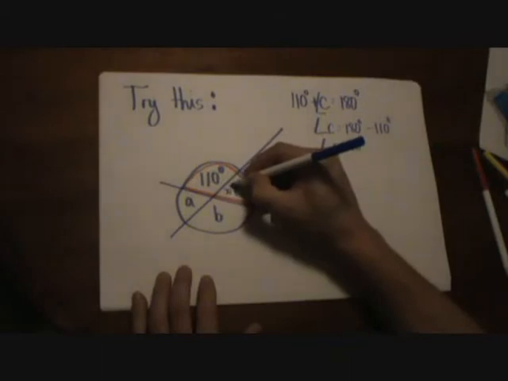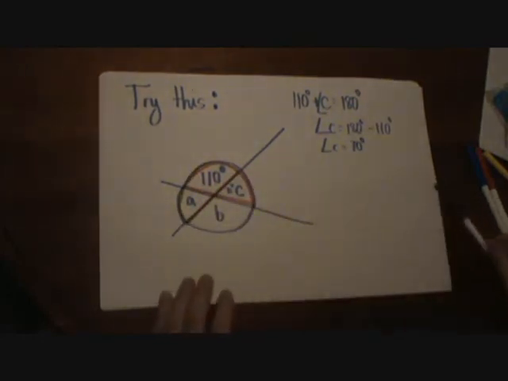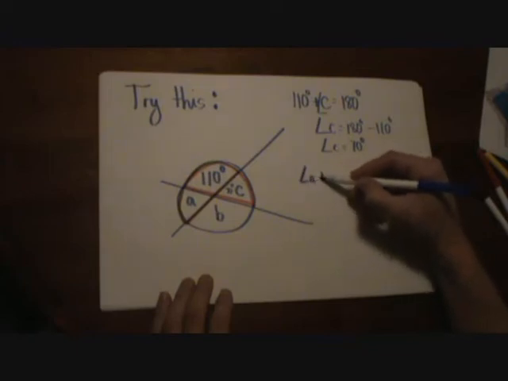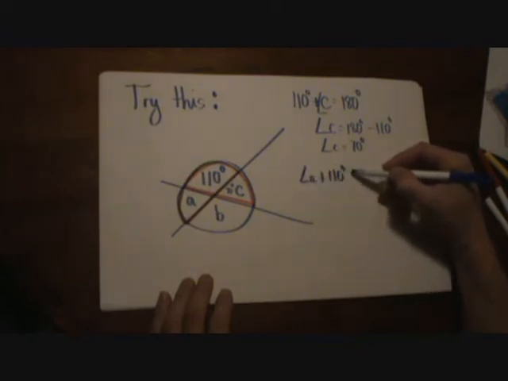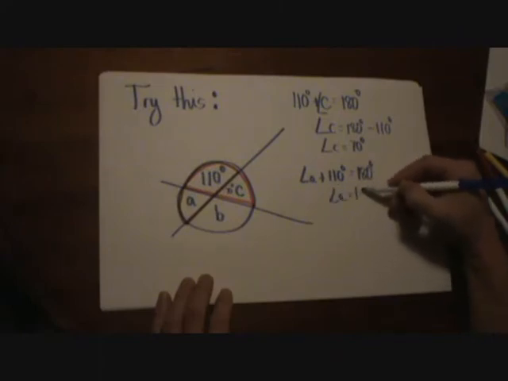Now that I have that, I just look for another half circle. Since I just figured out what 70 is, it might be a good idea to use this here. I've got 110 plus A. Seems pretty similar to the first question I did. I'm going to end up with the same answer. I'm going to end up with the 70 on this side as well.